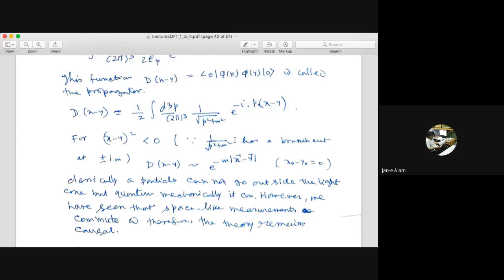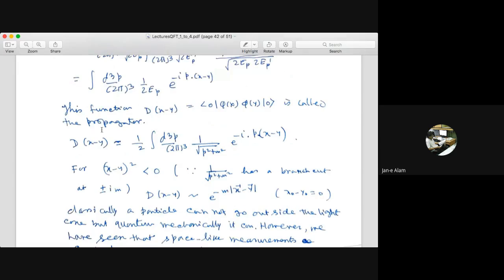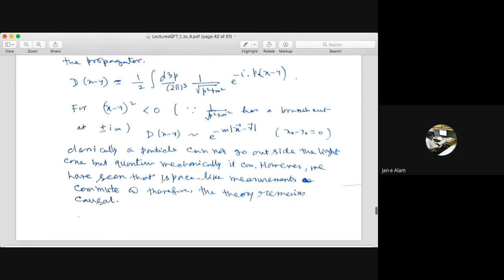If I put here im, then what we get, that is G(x minus y), this propagator amplitude for a particle going from y to x, is e to the minus m |x minus y|, right? Because x0 minus y0 is 0, because I have taken a space-like domain. Space-like domain means this 4-vector square is less than 0. So if I take the temporal component 0, I ensure that it is a space-like domain. I have taken this temporal interval equal to 0. So this is a space-like domain.